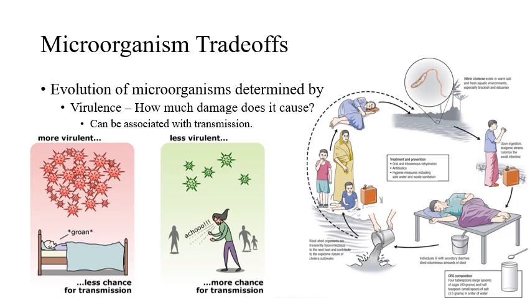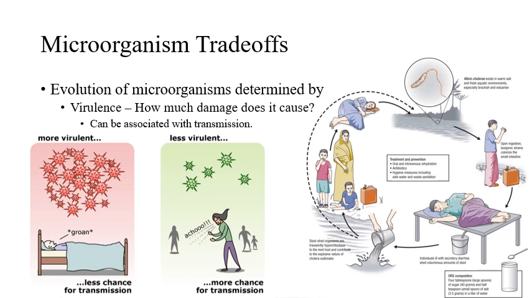Virulence can be associated with the transmission itself. So a good example of this is the cholera bacteria. Cholera kills more people worldwide; it's one of the top killers in the world. And cholera has a tendency to break out in these massive epidemics of a localized area. And the reason is because it's waterborne.